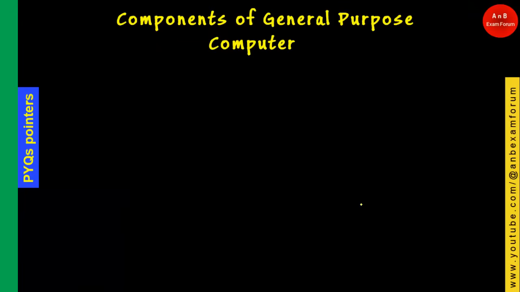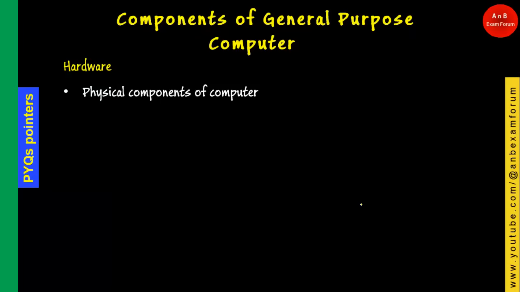Okay, so the next is the components of a general purpose computer. There are basically two components. First is hardware and the second is software. These are the two components of the general purpose computer.